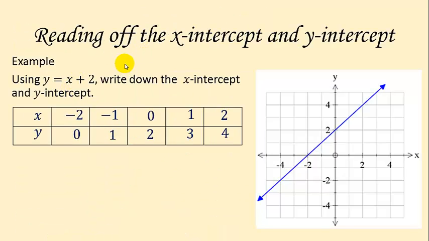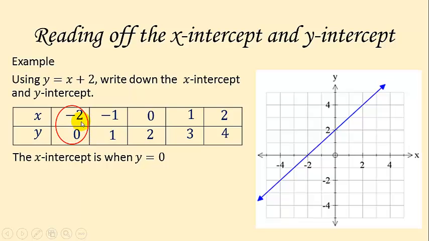Reading off the x and y intercept. Example, using y equals x plus 2, write down the x-intercept and the y-intercept. The x-intercept is when y equals 0. Looking at your table of values, you want to find the x value where y is 0. So we have x equals minus 2 and y equals 0. So x equals minus 2 is going to be the intercept.